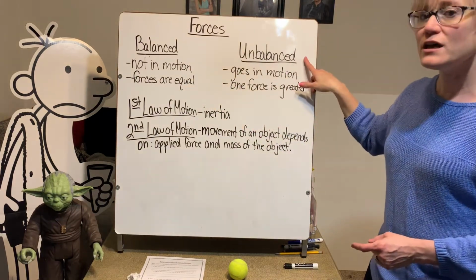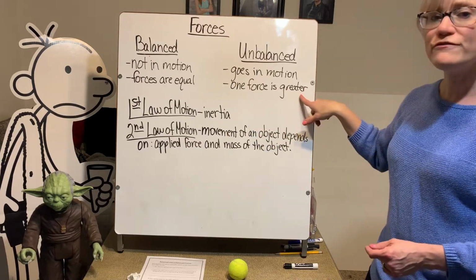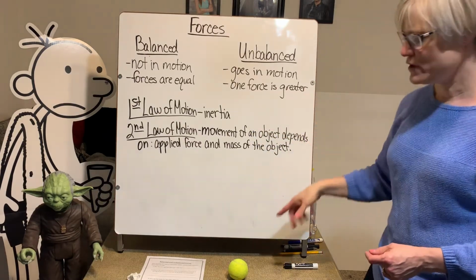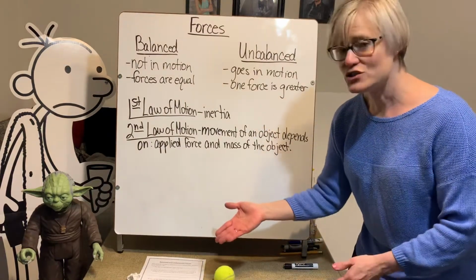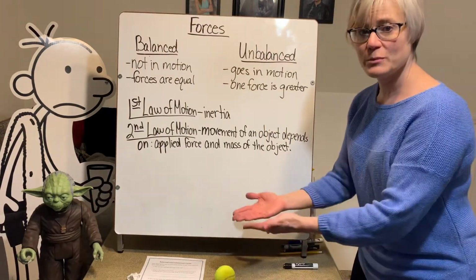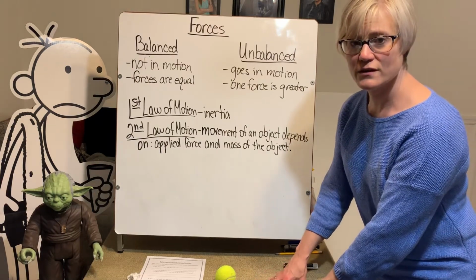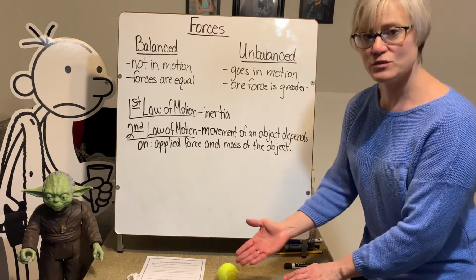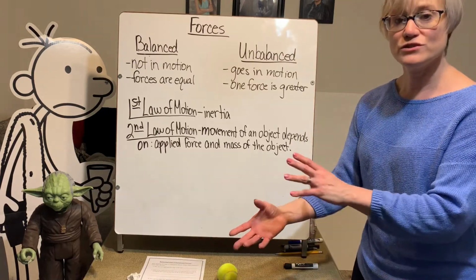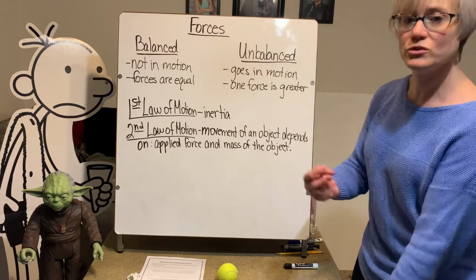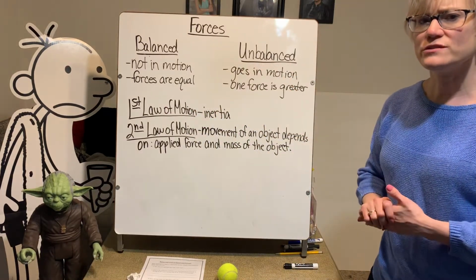So then we have unbalanced forces. That's when something goes into motion and one force is greater than the other. So if I were to push this, I apply a force to it and I push it, the force that I apply to it is greater than the force that's holding it on the table. So it begins to move. And then eventually it would fall off of the table, and then the force of gravity would be greater and it would pull it to the ground. So we're going to be talking about balanced and unbalanced forces.